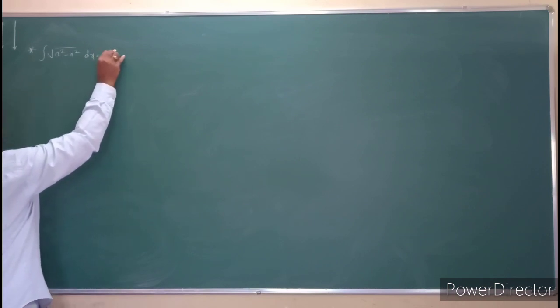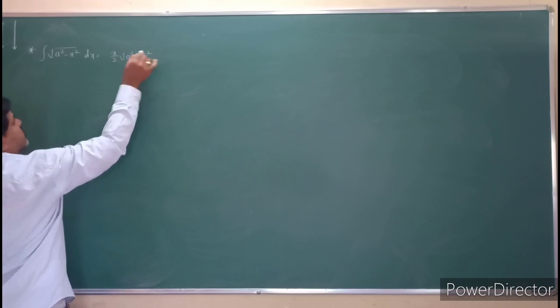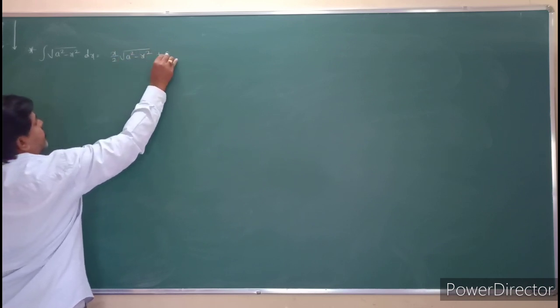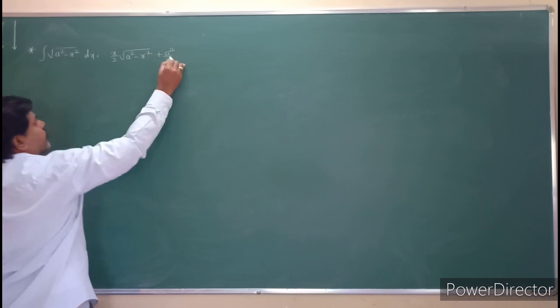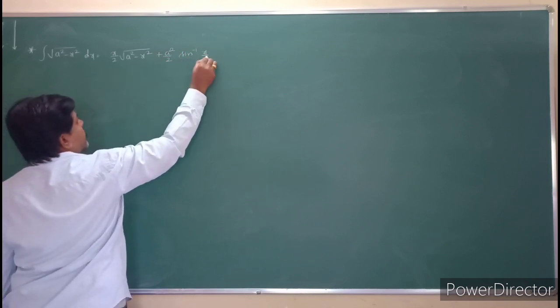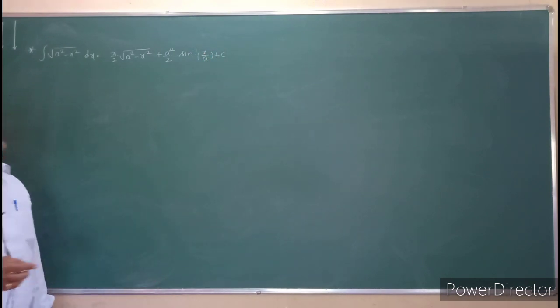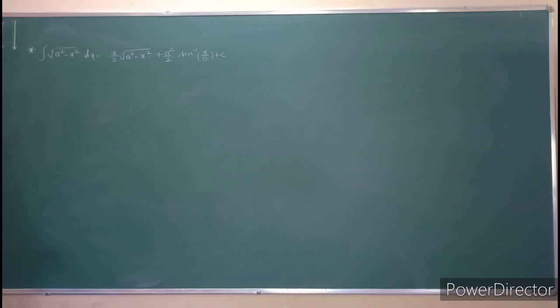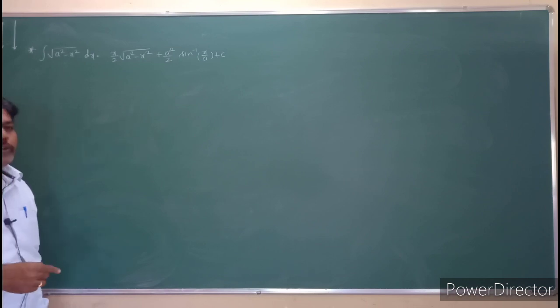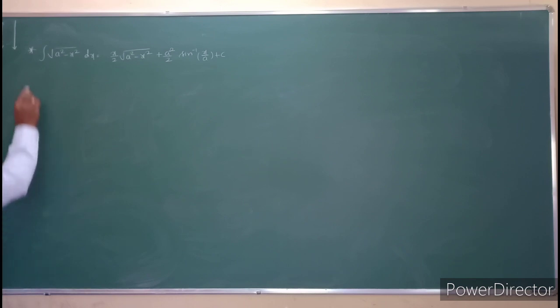So what is that? x by 2 into root of a square minus x square plus a square by 2 into sin inverse of x by a plus c. So see that question, students. So what am I going to use for that?